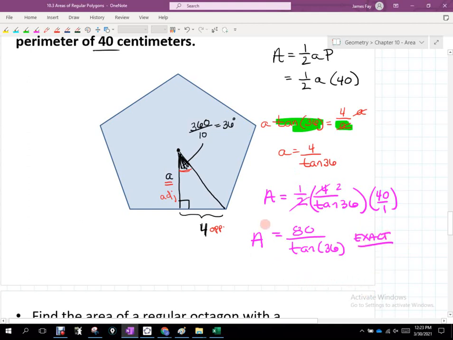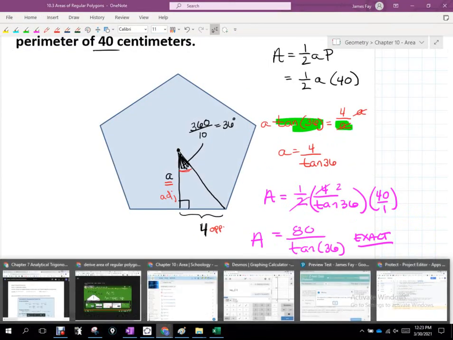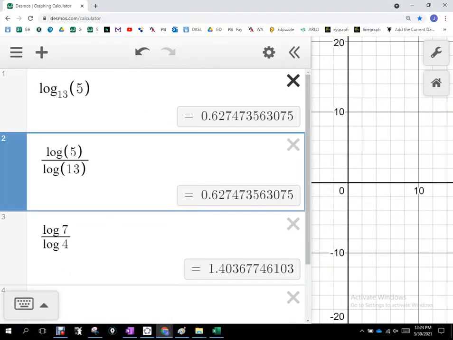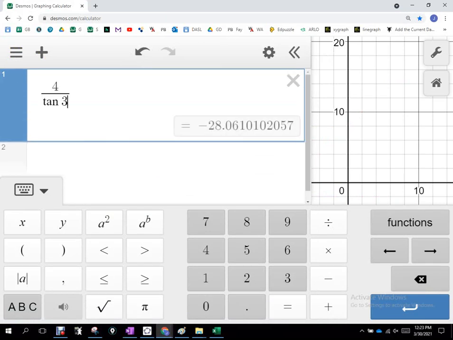Once I have the exact answer, can I then type that into my calculator and get any level of precision that I want? My fear is that people do this because they know that the apothem is 4 divided by tangent of 36.